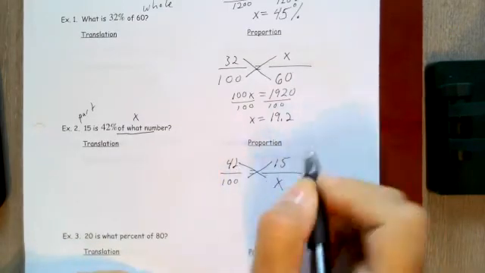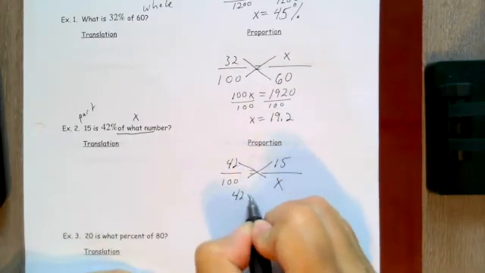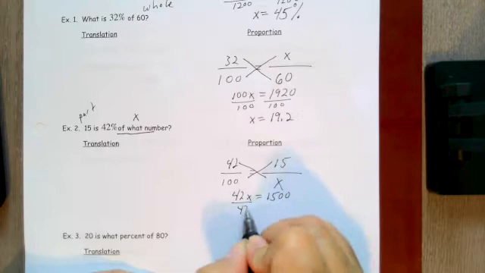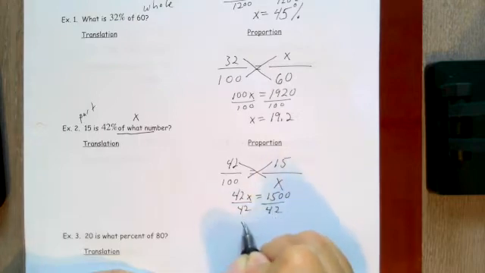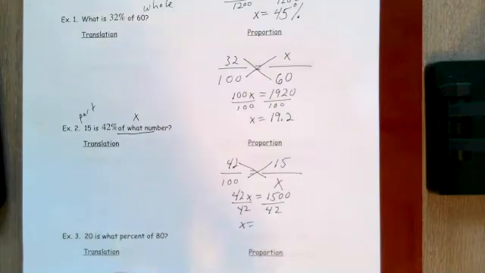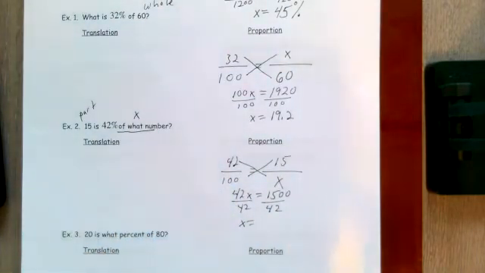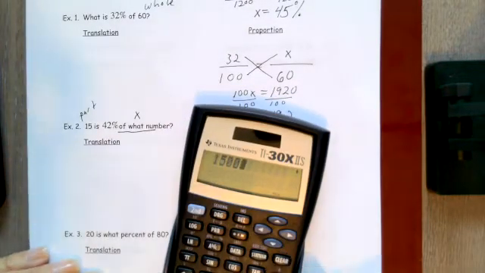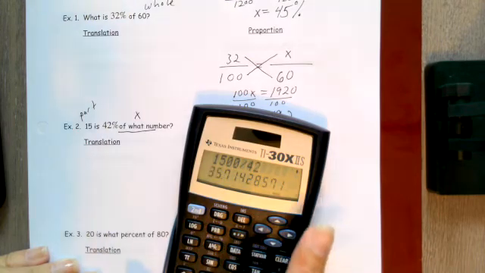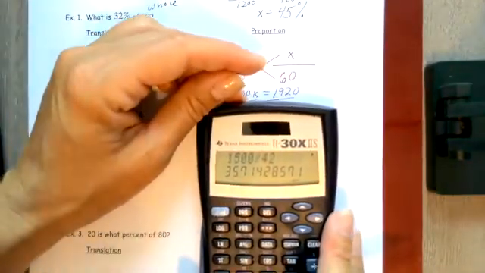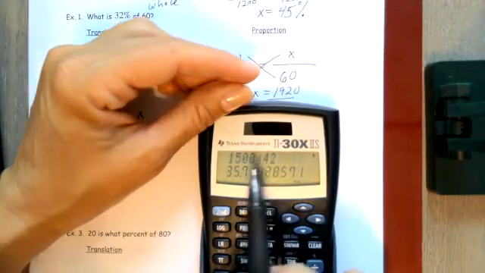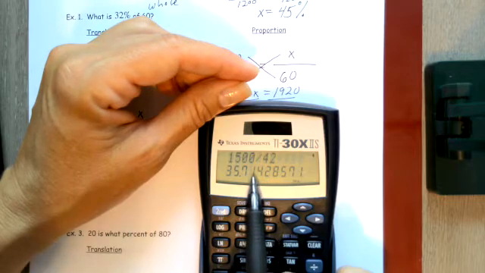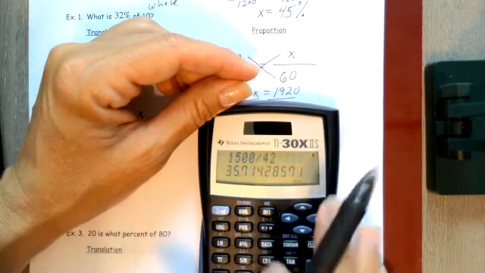Let's cross multiply. 42 times x equals 1,500. Divide both sides by 42 because it's next to my variable. 1,500 divided by 42. Let's round this to 2 decimal places. So I'm going to go out to 2 decimal places. It's a 1. I look over to the right, that's a 4. I'm going to stay at 1. So 35.71.